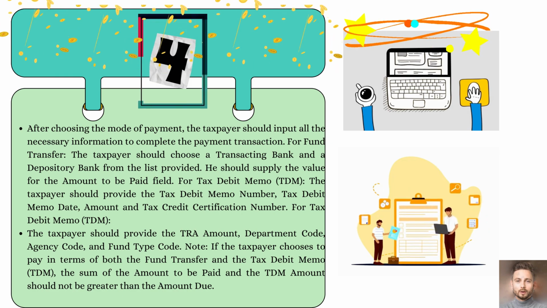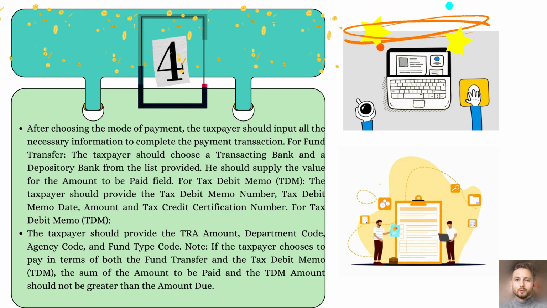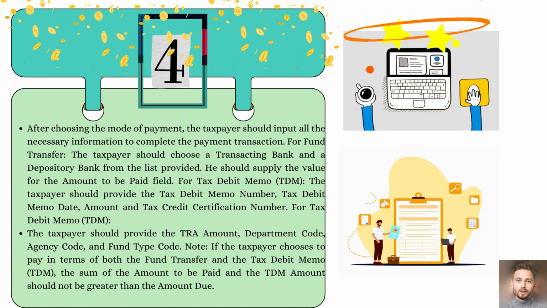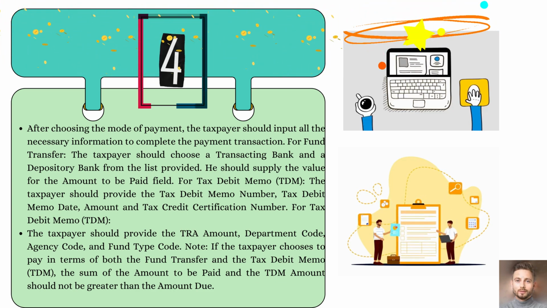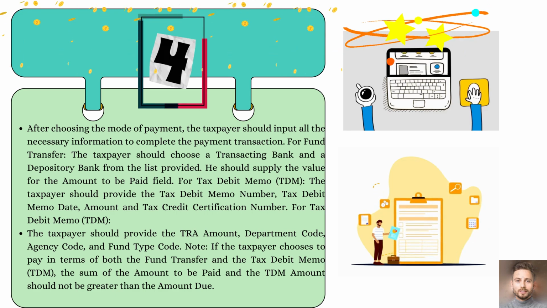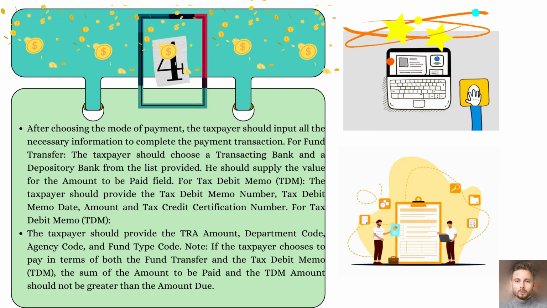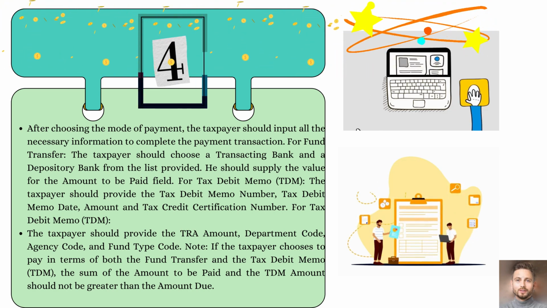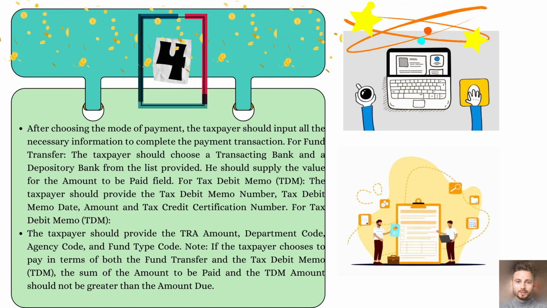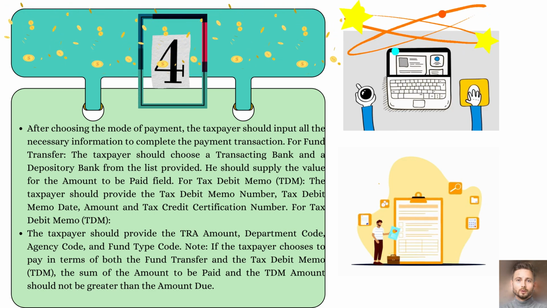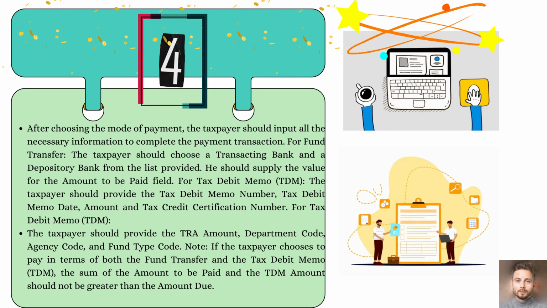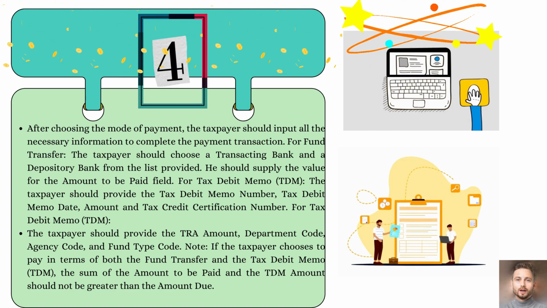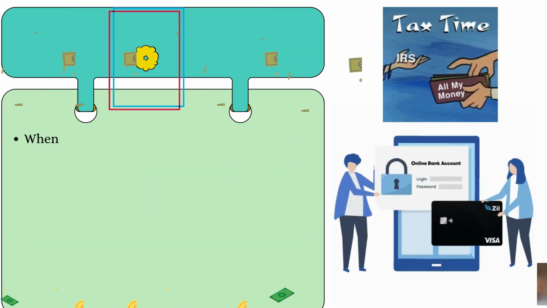For tax debit memo, TDM, the taxpayer should provide the tax debit memo number, tax debit memo date, amount, and tax credit certification number. For tax remittance advice, TRA, the taxpayer should provide the TRA amount, department code, agency code, and fund type code. Note: if the taxpayer chooses to pay in terms of both the fund transfer and the tax debit memo, TDM, the sum of the amount to be paid and the TDM amount should not be greater than the amount due.